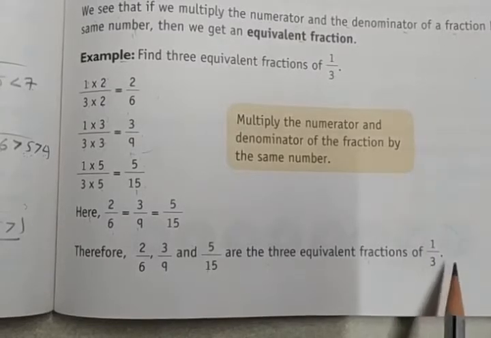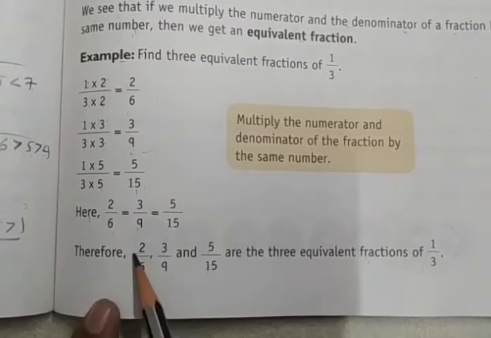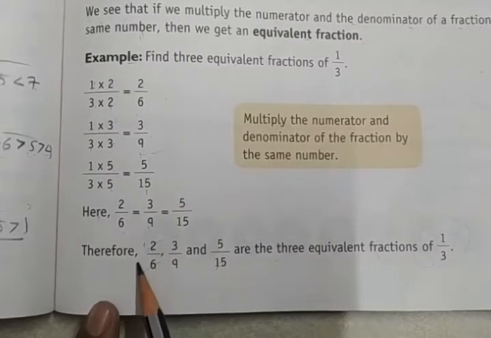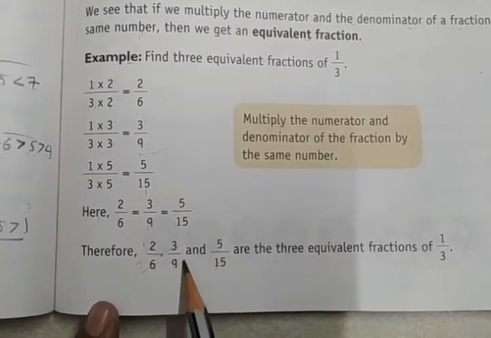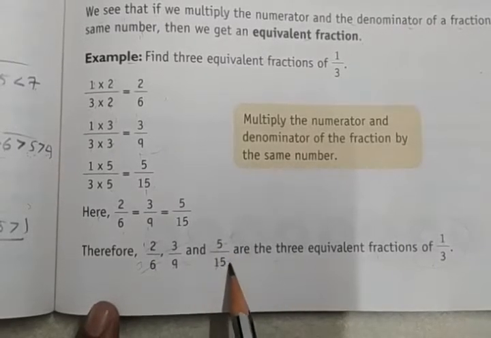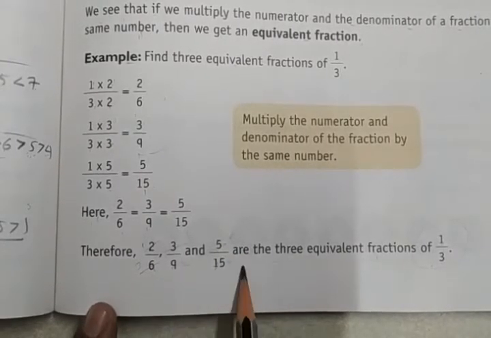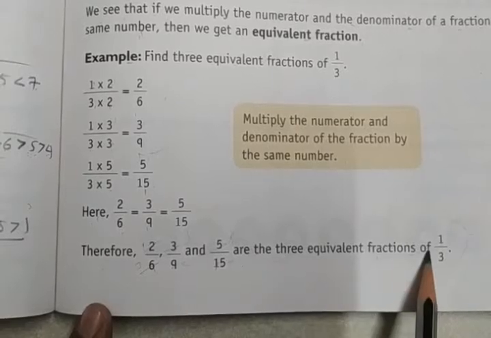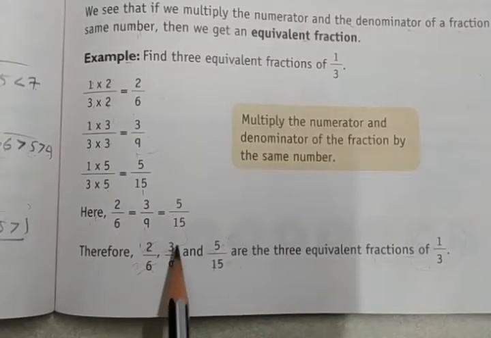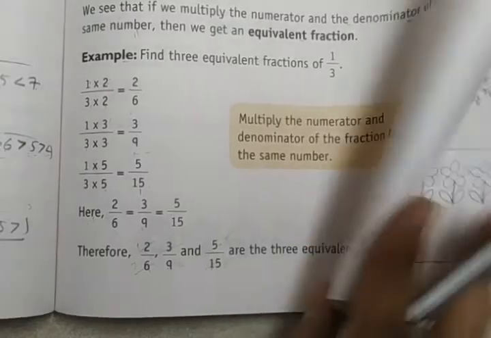So here I'll show you: 2 1s are 2, 2 3s are 6. This is 1 by 3 again. 3 1s are 3, 3 3s are 9, 1 by 3 again. 5 1s are 5, 5 3s are 15, 1 by 3 again. It means that the equivalent fractions of 1 by 3 are 2 by 6, 3 by 9 and 5 by 15.